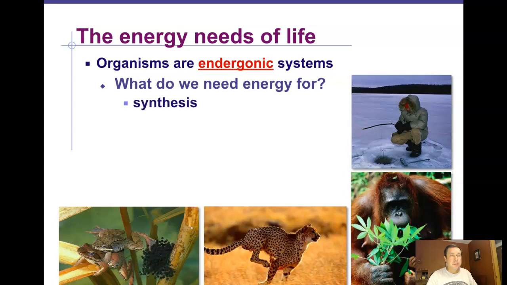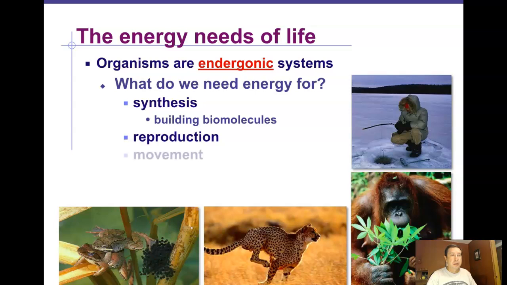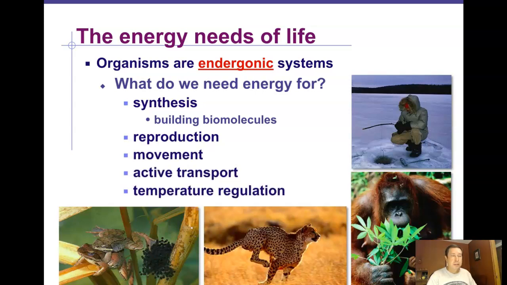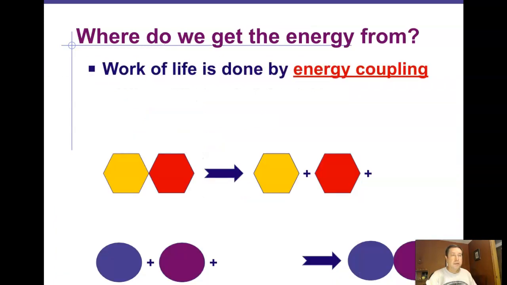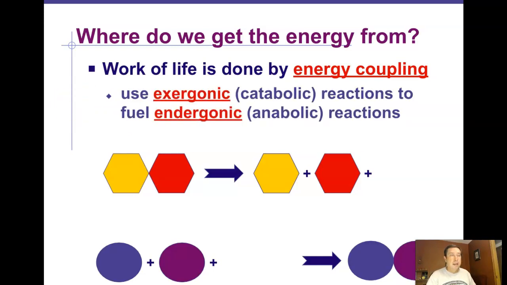For synthesis, for making molecules, for building biomolecules, for reproduction, for movement, active transport of materials, temperature regulation, and so on. So where do we get the energy from? Well, we couple reactions. We talked about this before. You take an exergonic reaction and use the energy from that to fuel the endergonic reactions. So we break something down, release energy, and use that energy to build something new.